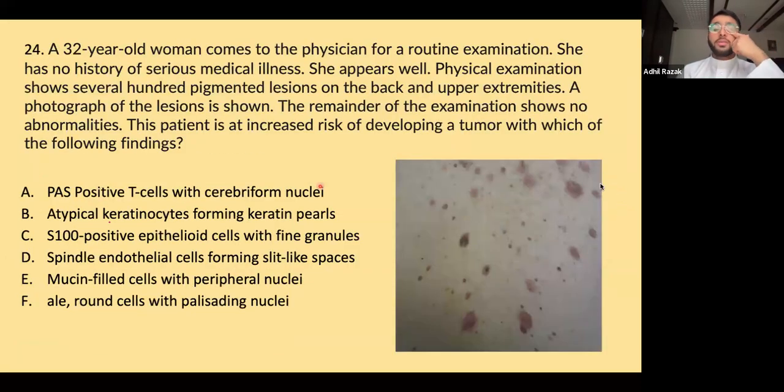All right, so we have a question here. A 32-year-old woman comes to the physician for a routine examination. She has no history of serious medical condition. She appears well. Physical examination shows several hundred pigmented lesions on the back and the upper extremities. A photograph of the lesion is shown, and the remainder of the exam shows no abnormalities. The patient is at risk of developing a tumor with which of the following findings?